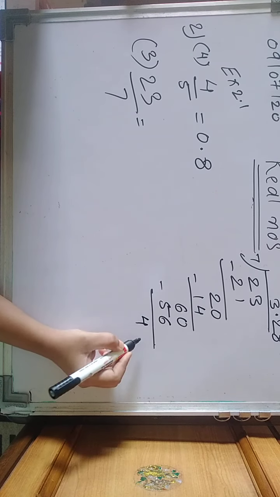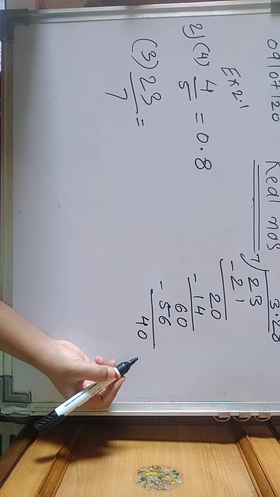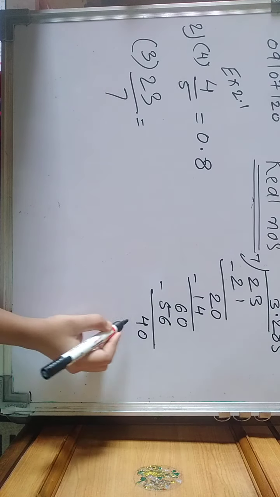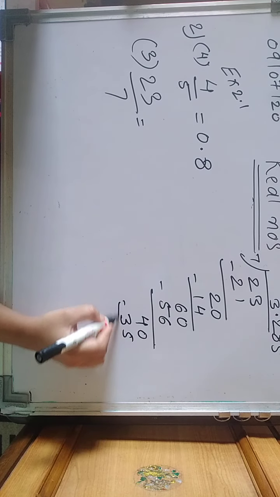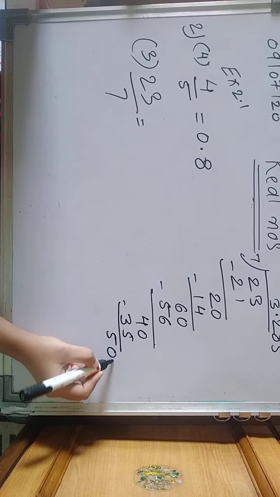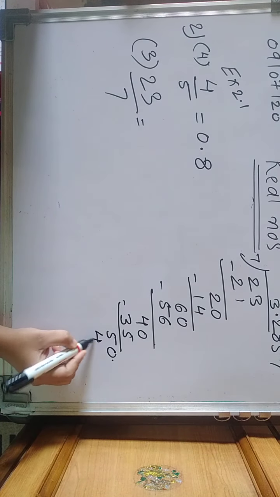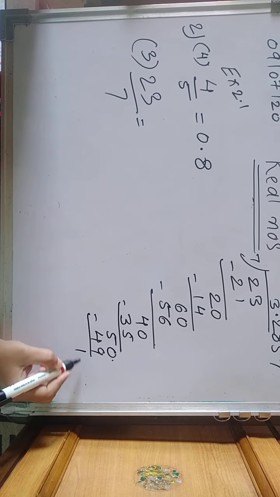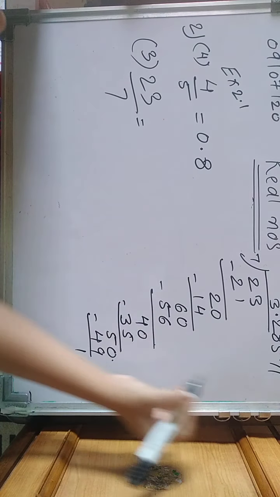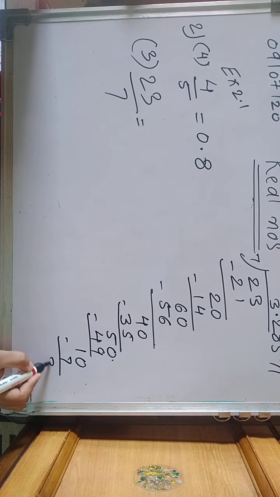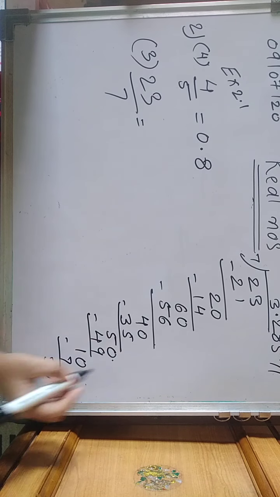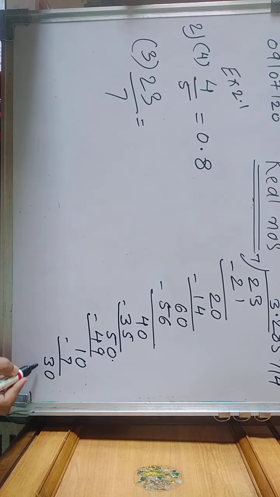So 4 down, again 0. Then 7 5s are 35. 5 down, again 0. Then 7 sevens are 49, 1, again 0. 7 ones are 7, 3 down, again 0. 7 fours are 28, 2 down.